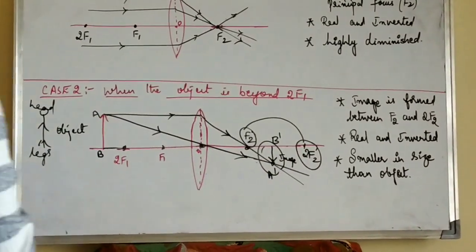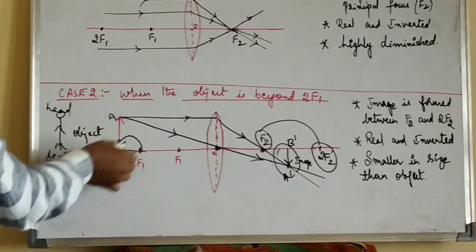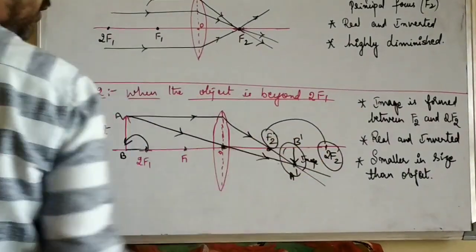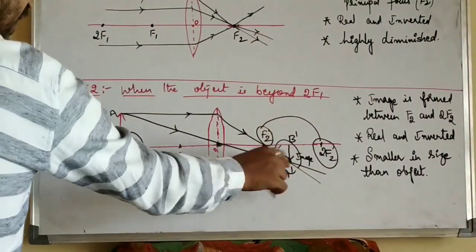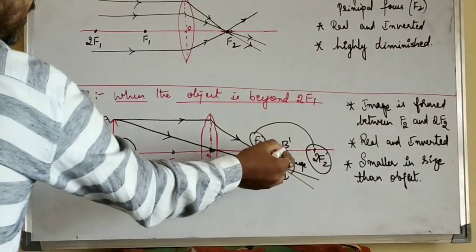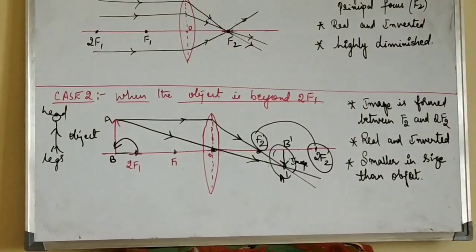I repeat, when the object is beyond 2F1, the image is formed in between F2 and 2F2. The image is real and inverted. The image is smaller in size compared to the object. So this is case 2.